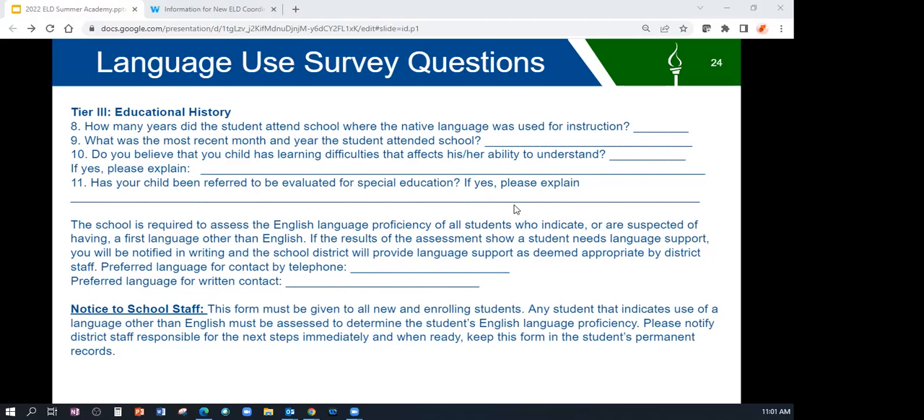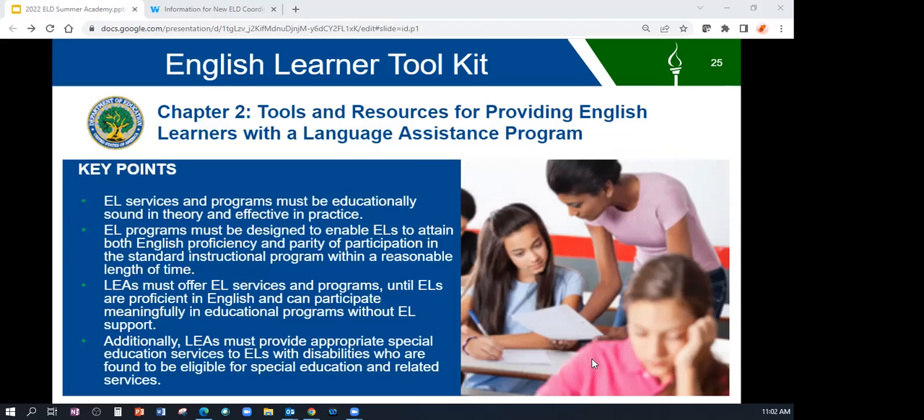And then on the language use survey that I have, there is the preferred language for communication with parents. So what language would they like to be contacted by phone, and what language in written contact? Or sometimes that's helpful if they're not literate in their own language and aren't able to read, and that gives you that idea as well. All right. So that takes care of identifying our students.